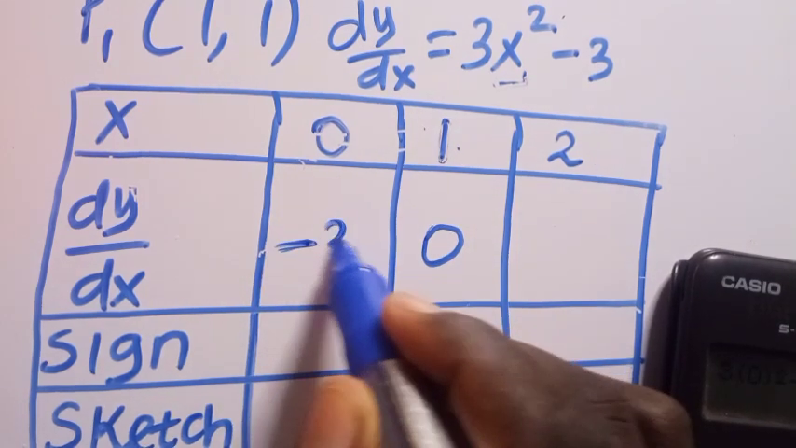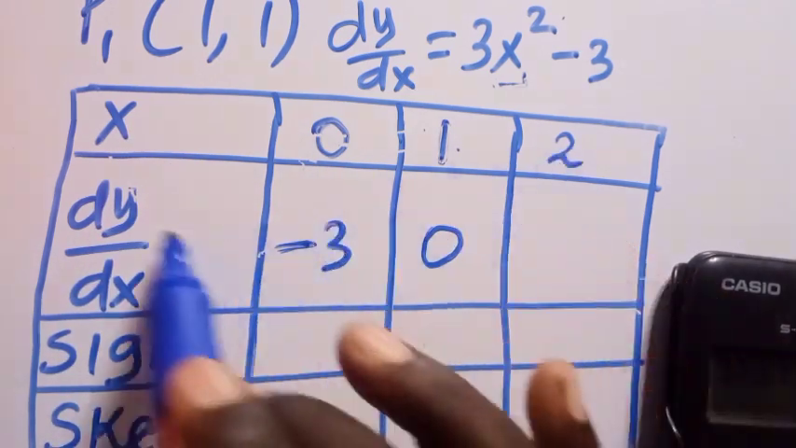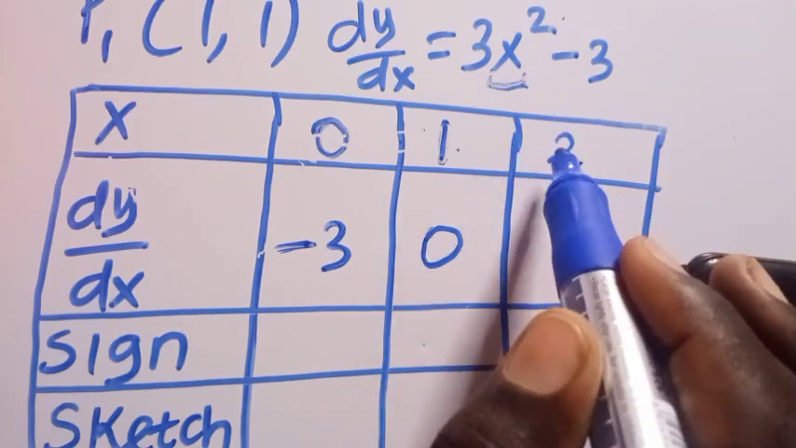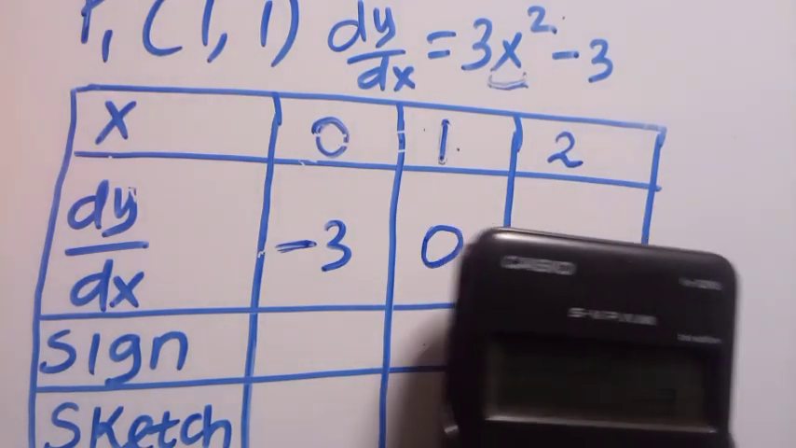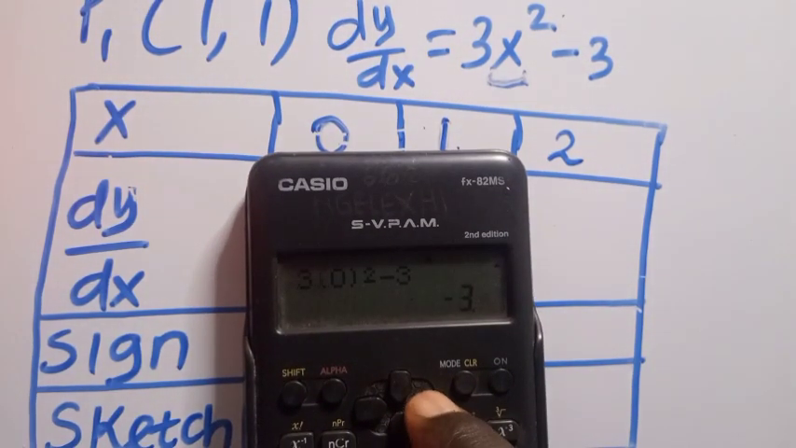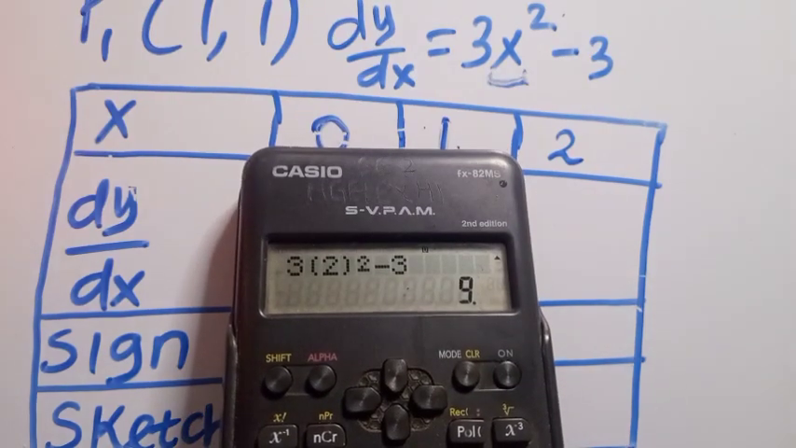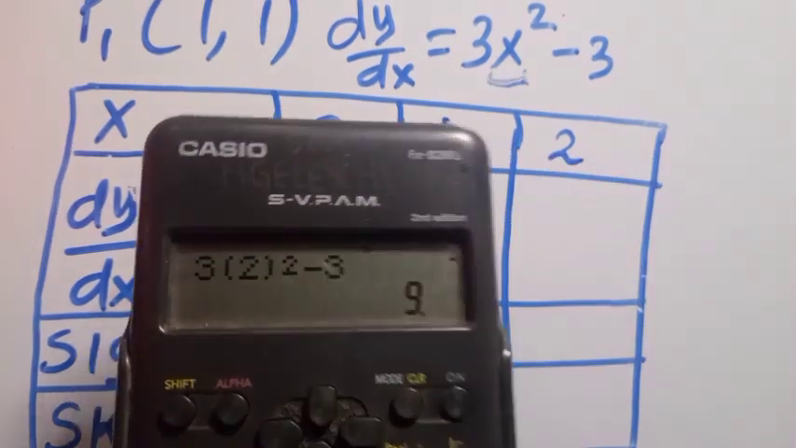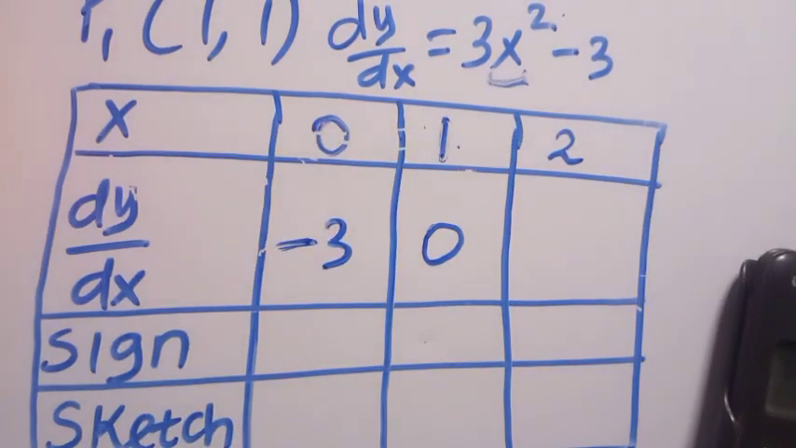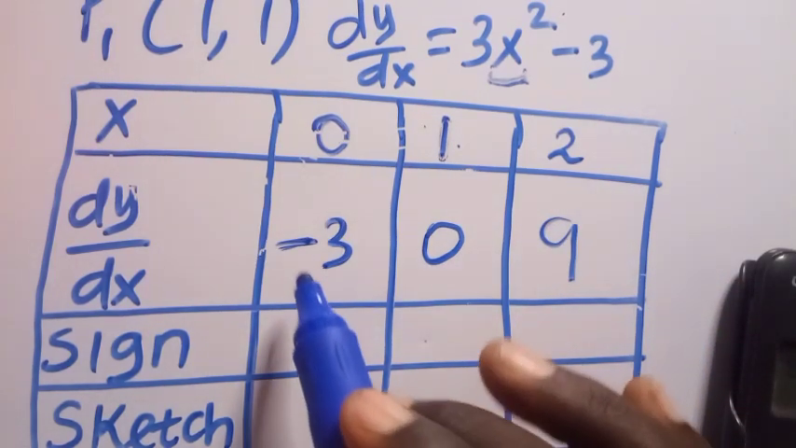Now, when x is 2, what is our dy over dx? We substitute x with this 2. And therefore, what do we have? We shall have positive 9. Now, the sign is that this is negative 3.